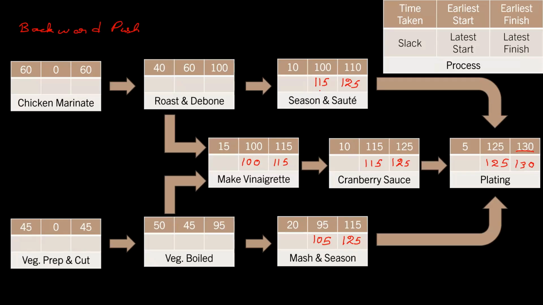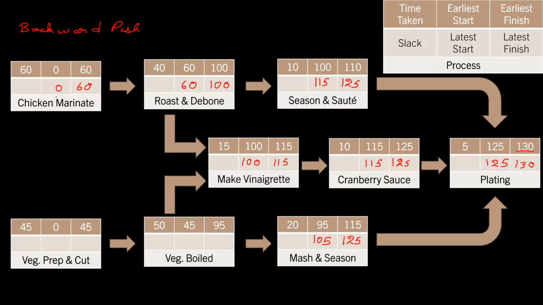So although seasoning and sauteing can start at 115 minutes, vinaigrette has to start on the 100th minute, and vinaigrette requires the roasting and deboning to be done. So roasting and deboning has to latest finish by the 100th minute. Okay. So which means that the latest it can start is on the 60th minute, and going back, this will be 60 and this will be 0.